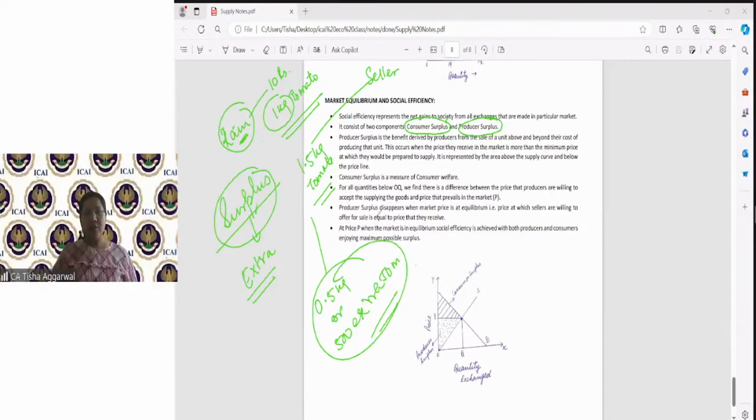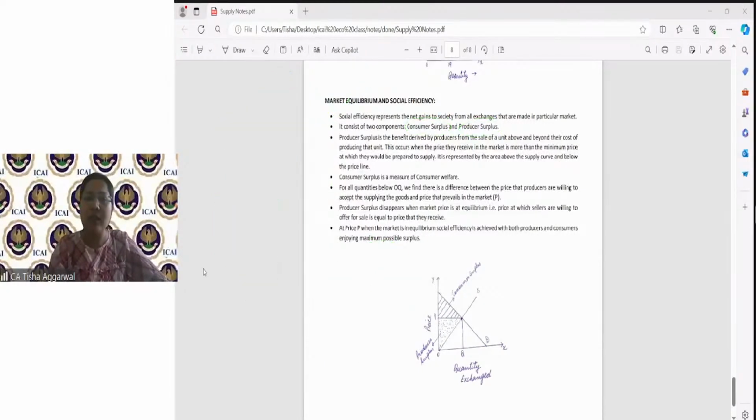Correct? So basically, when a consumer gets more than what he wants or more than what he deserves, that is what is known as consumer surplus. Is it clear to everybody? As the name says, when the consumer gets more than what the consumer wants, it is known as the consumer surplus. Same way, producer surplus is when the producer sells over and above the cost. Okay, it is basically when they have more than what they were willing to sell at. This is what is known as the producer surplus.